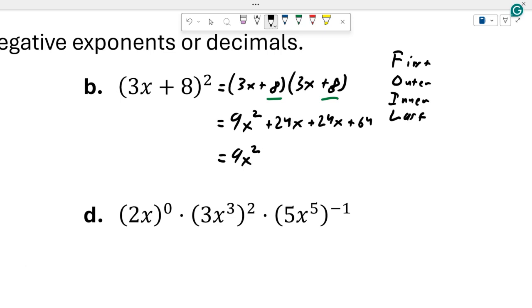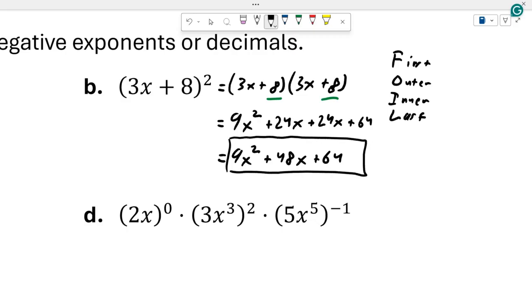And then I've got 24x plus another 24x. Well, if I have 24 of something and then I have another 24 of something, I have 24 plus 24, which is 48 of that something. So 24x plus another 24x gives me a total of 48x. And then 64 is my only constant here. And so that is my final answer for 2B.